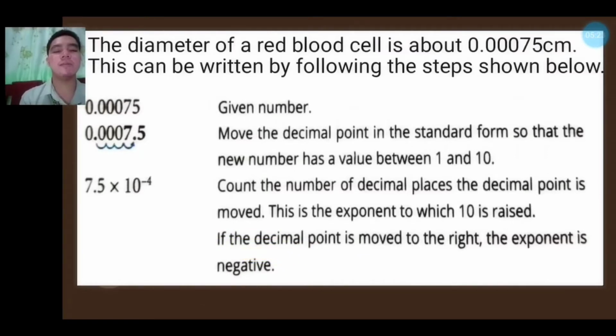Again, given number. We have to make the given number equal to 1 or between 1 and 10. So this 0.0075 will become 7.5. How is that possible? We move the decimal point 4 times to the right. Since it is to the right, that is negative 4. That obtained number 7.5 is multiplied by 10 raised to how many? Movement of 4, to the right, that is negative.